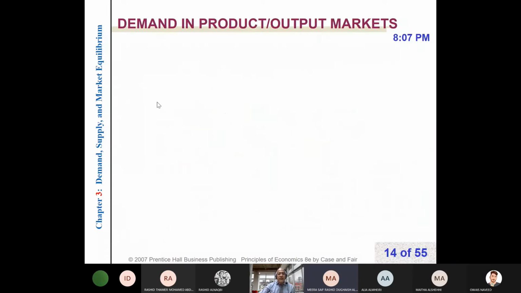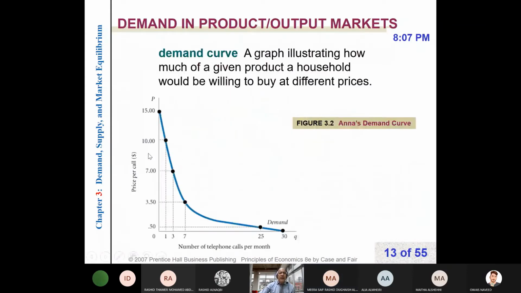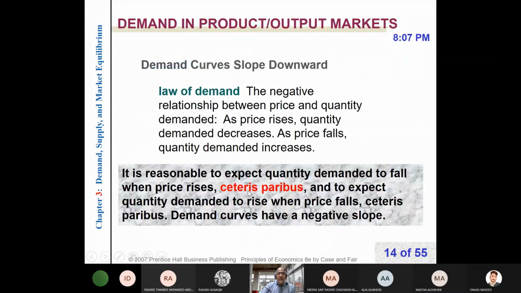Okay, so as we explain here, the law of demand states a negative, opposite relationship between quantity demanded and its price for a single product. As the price increases, quantity demanded decreases. As the price decreases, quantity demanded increases. Ceteris paribus, assume that other factors remain constant. And that's logic.